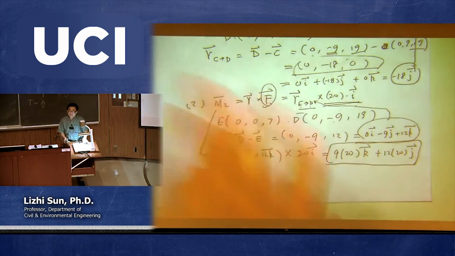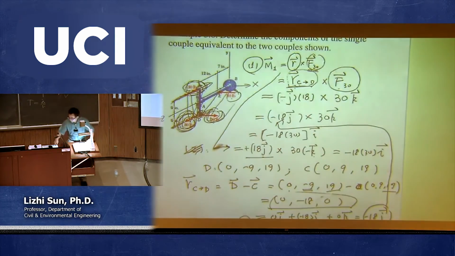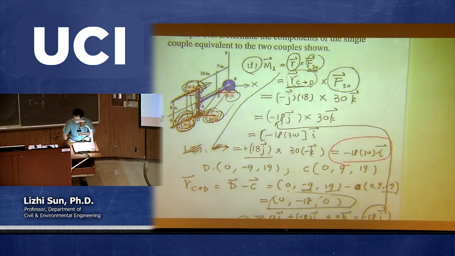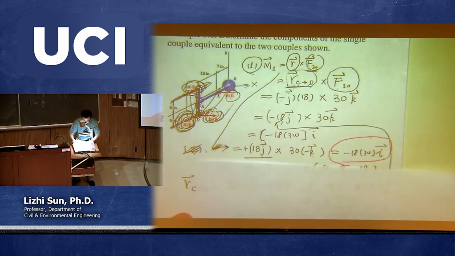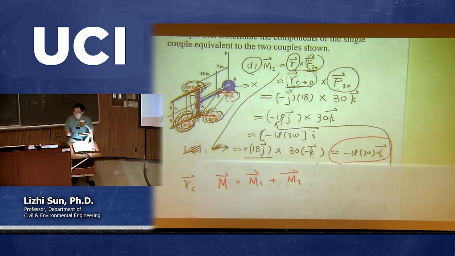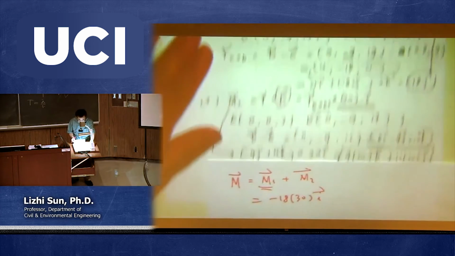There's another moment due to these two forces, right? So from step number 1, we got the first moment due to these two forces. Where is our final solution? Is it here? Yes. Okay, so let me just use a new page to write it down. So the final moment is the moment due to the first one and the moment due to another couple. The first one is negative 18 times 30i. And then the second moment is here.